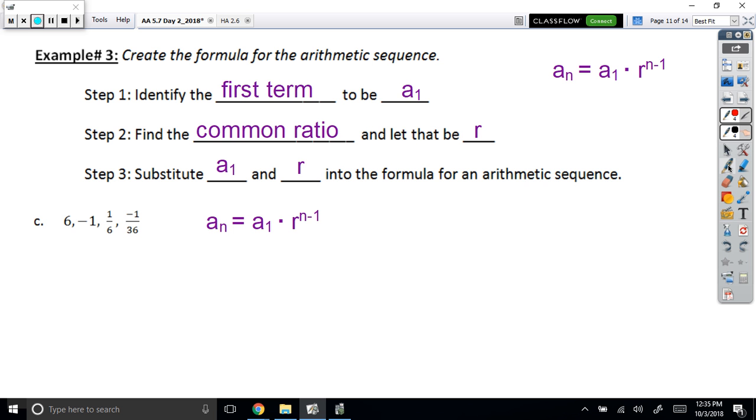And then a sub 1 is 6. What's our common ratio this time? Jenna? Yes. It's multiplying by negative 1/6. Again, if you struggle, just take that second term divided by the first term. Negative 1 divided by 6 is what they're multiplying by. Negative 1/6. So that's our r. Again, definitely want parentheses around that.